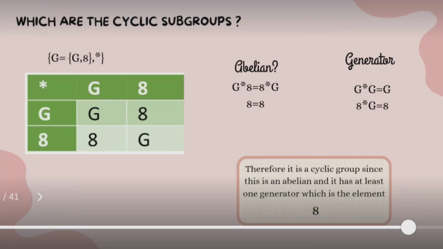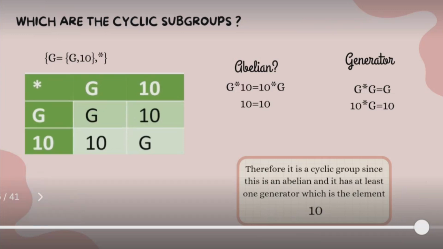Now, we will move to the set of G with an element of G and 8. So, let's check if it is abelian. G star 8 is 8 and 8 star G is 8. And also, it has a generator, which is 8. Therefore, it is a cyclic group since it is abelian and satisfies the second condition, which is the generator.